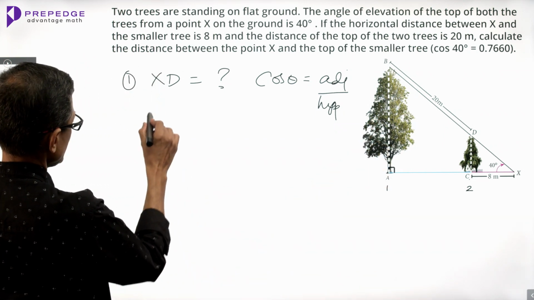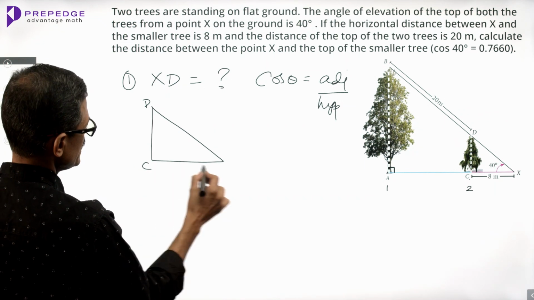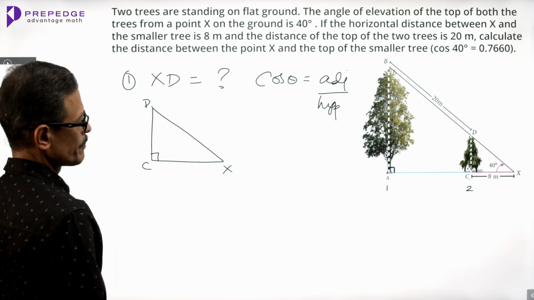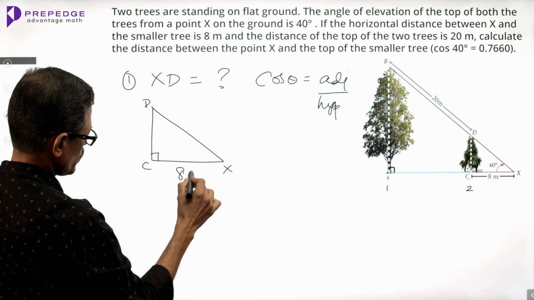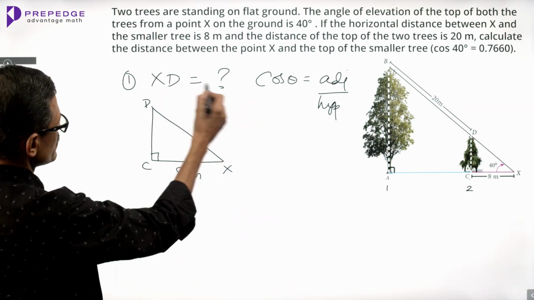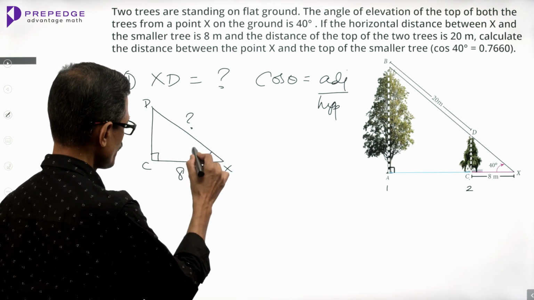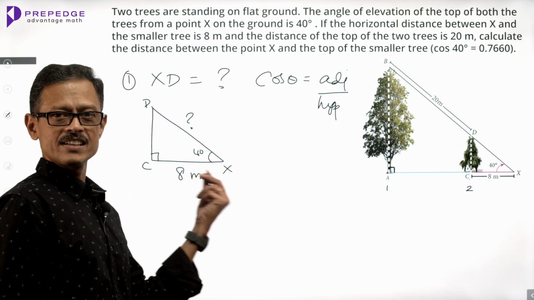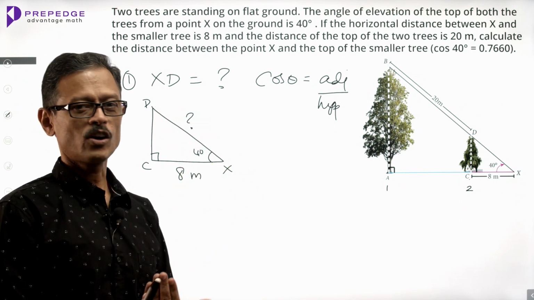Just going to look at the right triangle that is relevant for us. DCX is the right triangle I am looking at. XC is equal to 8 meters. What we need to find is XD, which is the hypotenuse. For this angle 40, XC is the adjacent side and XD is the hypotenuse. So obviously we are going to use cos.